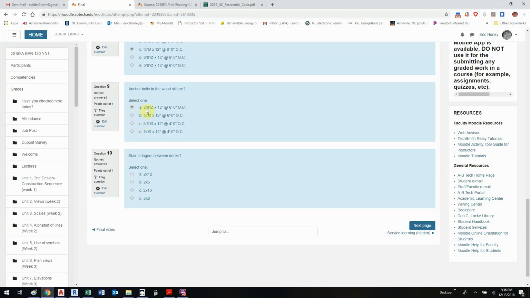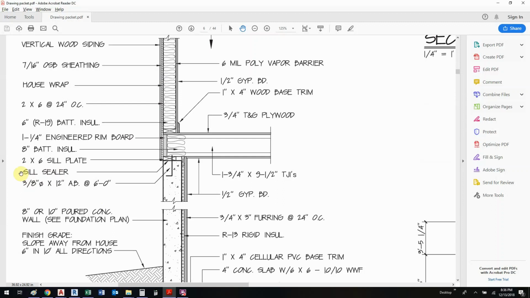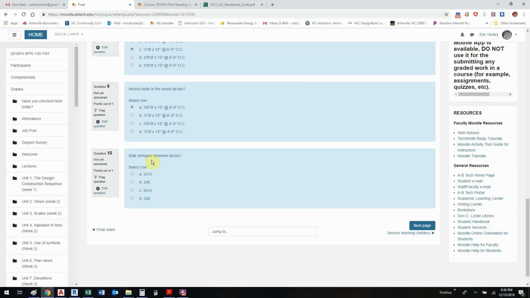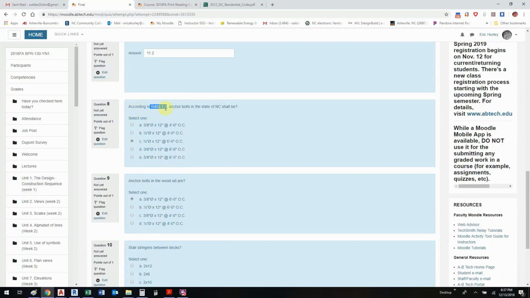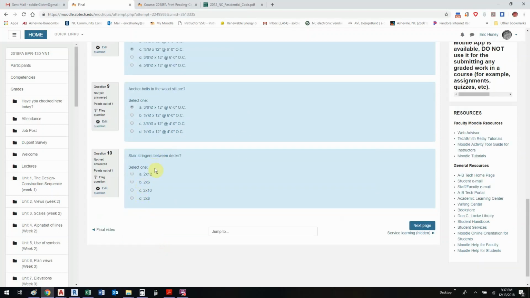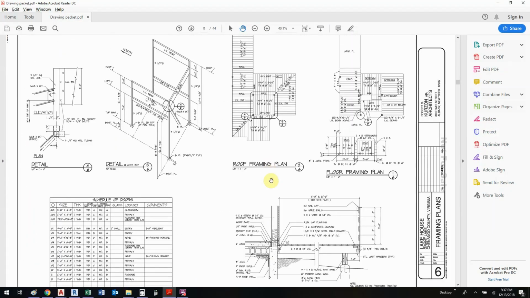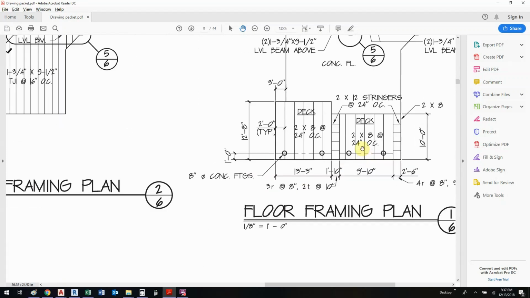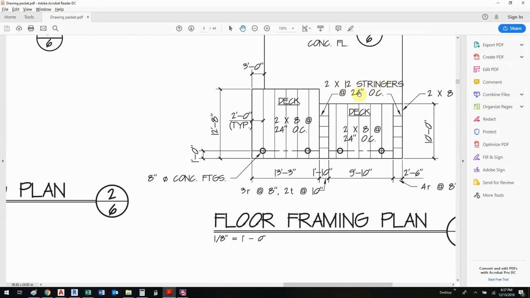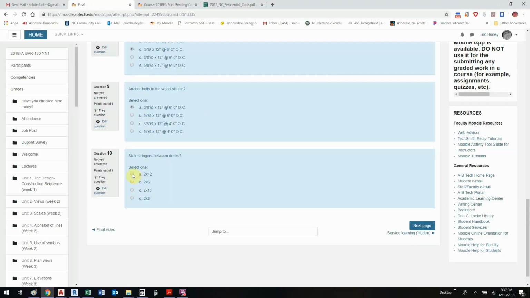All right, now remember that we couldn't do this in North Carolina under the current building code because it is 3/8 and not 1/2. So make sure that you understand the differences in that. And again, that's my fault, according to North Carolina, according to the plan. So stair stringers between the decks, what size are they? We're going to go right down here to the floor framing, and we see that they are 2 by 12 stringers at 24 inches on center, 2 by 12.